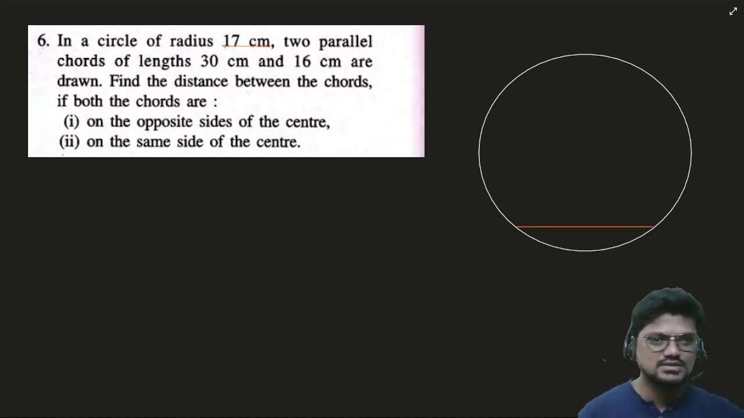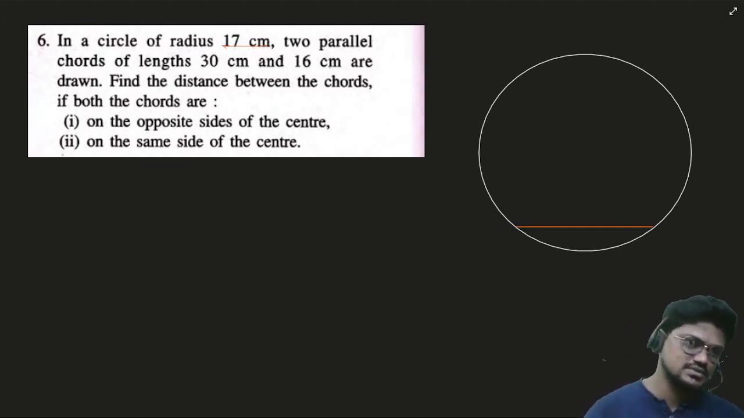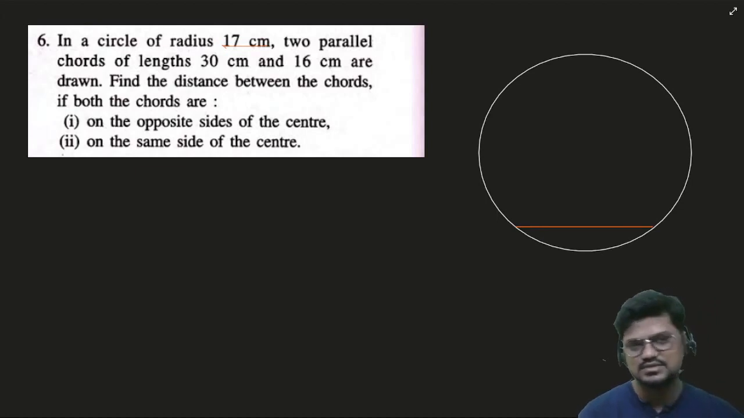Still, you are close to the answer, but you have to find the distance between the chords. Your answer is almost right. I found the center to chord. Yes, yes, you are almost there for the answer. You just have to add and subtract. You will get the answer.